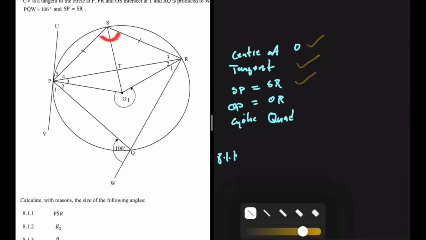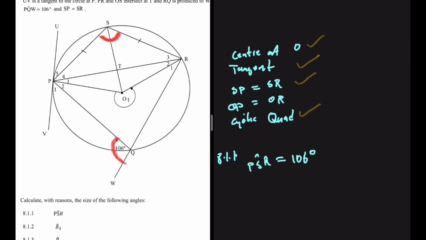And then the last keyword is cyclic quad. And as you can see, angle WQP, this angle here of 106 degrees, should be equal to angle PSR. An exterior angle of a cyclic quad is equal to the interior opposite angle. So we can say that PSR is equal to 106 degrees. That is because an exterior angle of a cyclic quad is equal to the interior opposite angle.